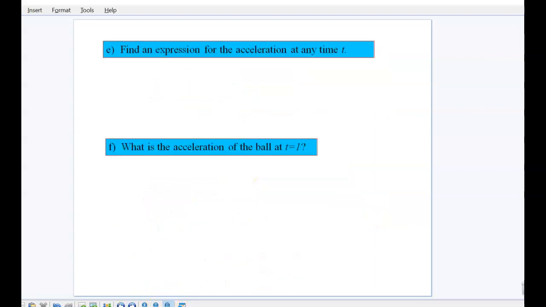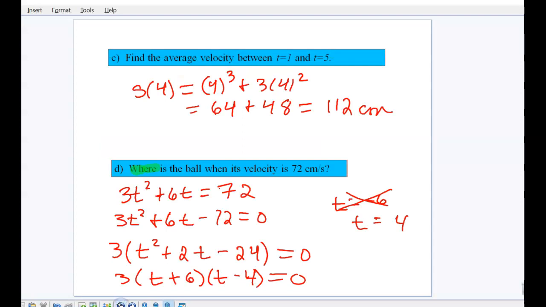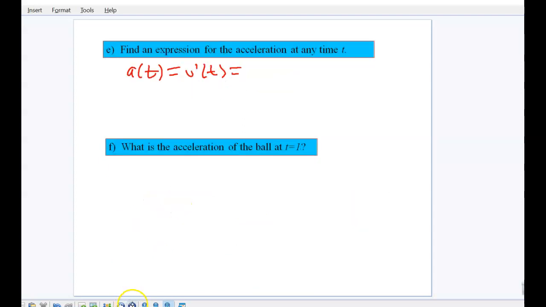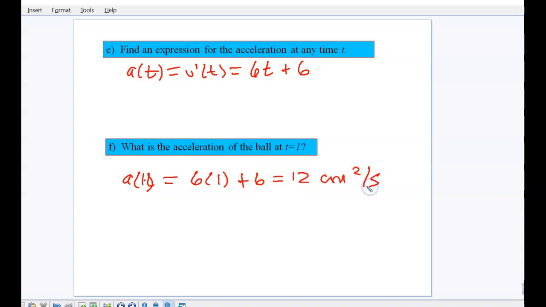So again, we had to find time by using the velocity and then use that time back in the position. Find an expression for the acceleration. Well, the acceleration is going to be the derivative of the velocity function. So the derivative of 3t squared plus 6t is going to be 6t plus 6. What is the acceleration when t is 1? So again, to find the acceleration at 1, I just plug 1 into the acceleration function. That's going to be 12 centimeters squared per second.